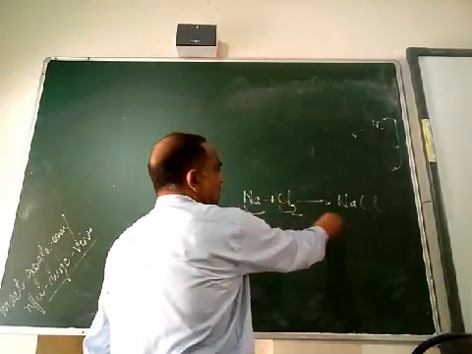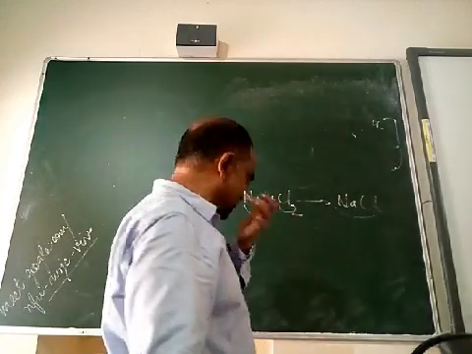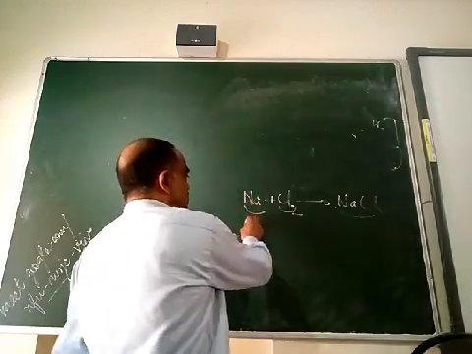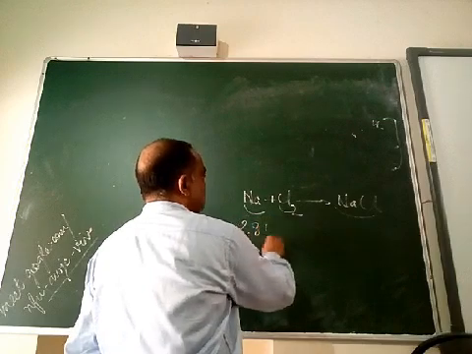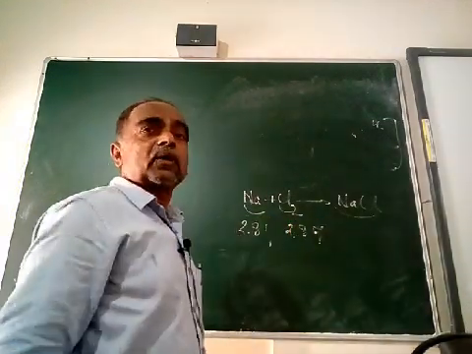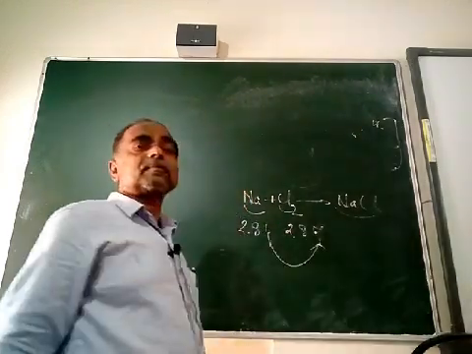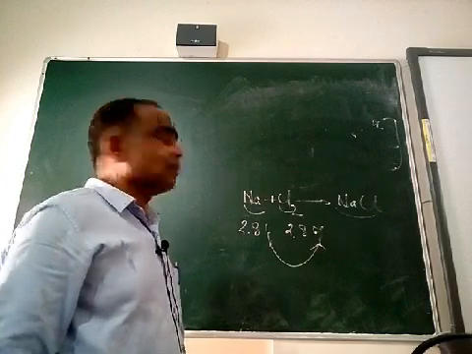Sodium combines with chlorine to form sodium chloride. Now how does this reaction take place? Transfer of electrons. Sodium has the electronic configuration 2,8,1, chlorine has 2,8,7. The formation of sodium chloride involves the transfer of one electron from sodium to chlorine. And we have studied it as ionic bond formation.